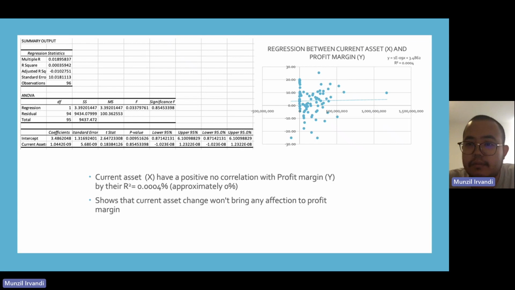However, for the regression between current asset and profit margin, when current asset is X and profit margin is Y, their R squared is 0.004%. It shows approximately 0%, which means they didn't bring any correlation, which you can see from the table. If the line is horizontal, it means they have no relation. If it is vertical above, it's positive, and if it's vertical below, it's negative. It shows that current asset change won't bring any effect to profit margin.